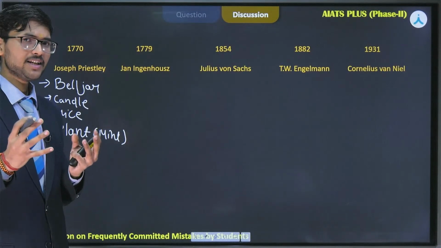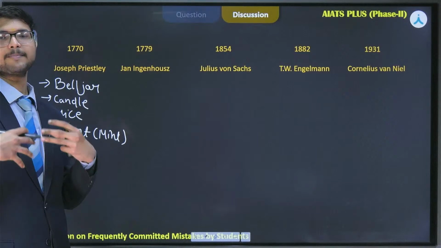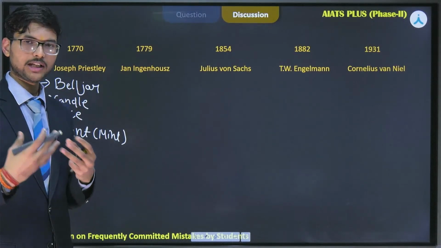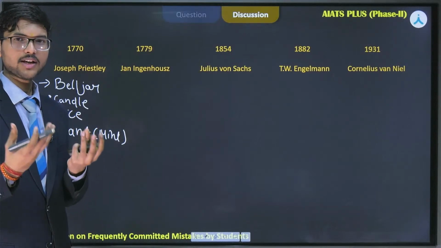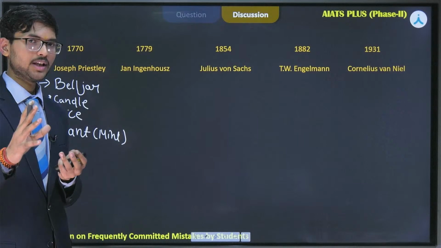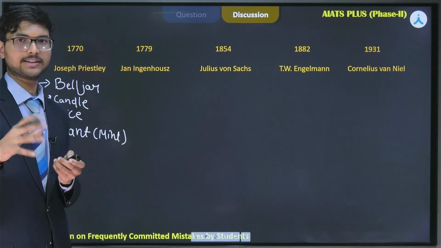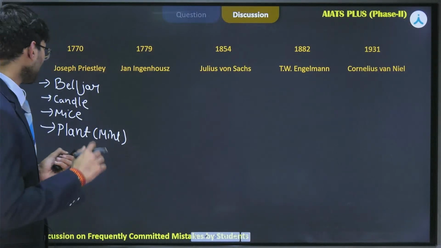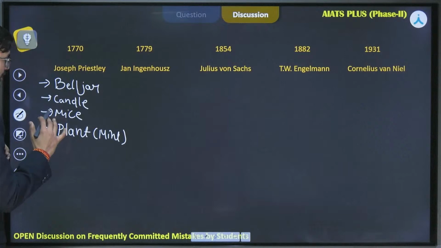But he didn't know whether the air or compound released by the animal or the candle was carbon dioxide, oxygen, or anything else, and what the plant was releasing. Though Joseph Priestley, in 1774, discovered oxygen. So this was the hypothesis given by Joseph Priestley.